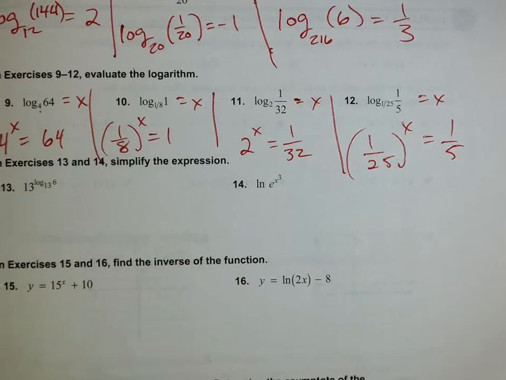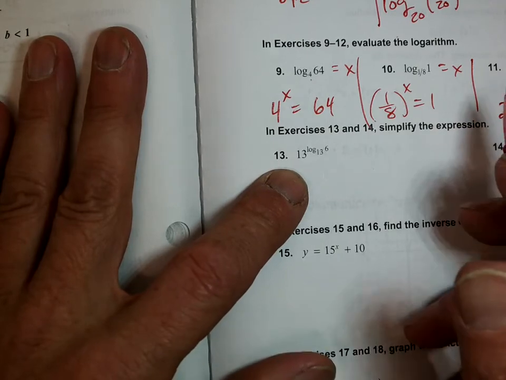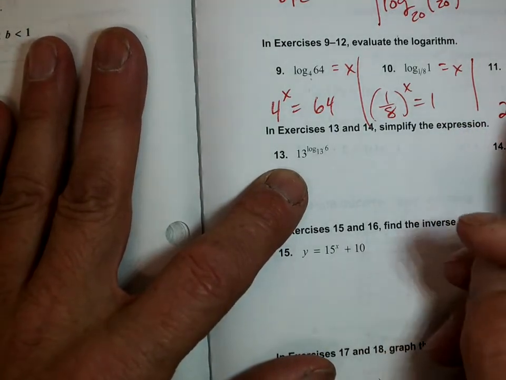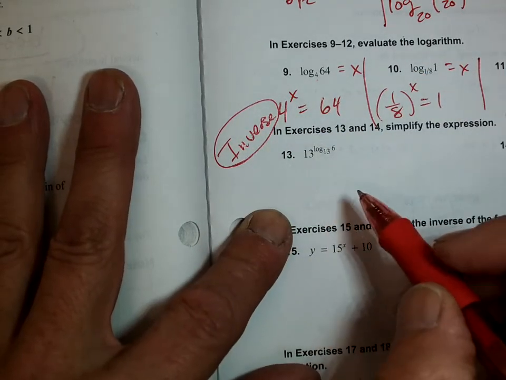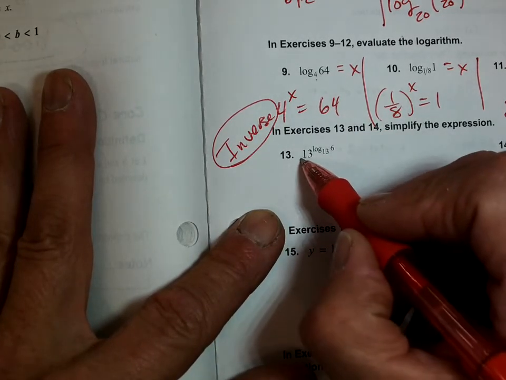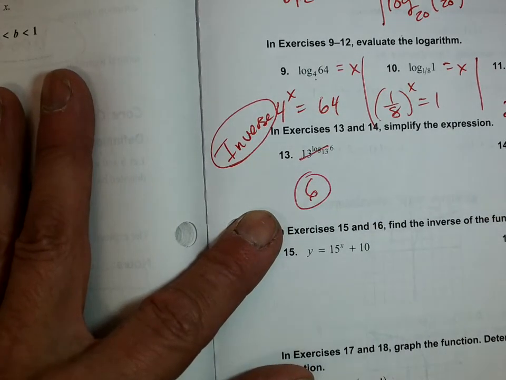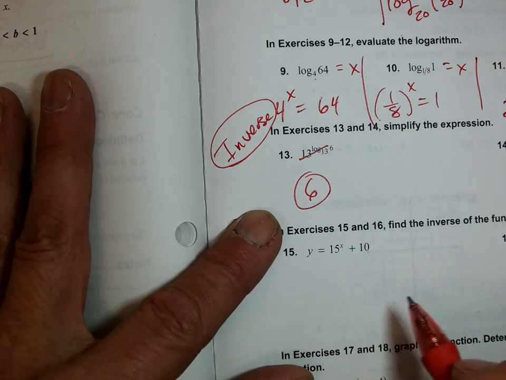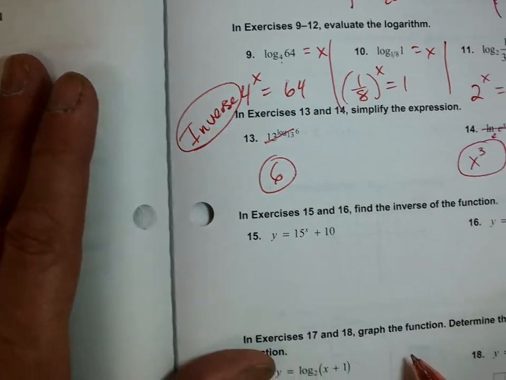All right, so now, logarithms and exponents are opposites of each other. Logarithms and exponents are inverses of each other. So if the two are inverses of each other, they cancel each other out. 13 to the log base 13 of 6, they're opposites of each other. The answer is just 6. ln is base e, right? So they just cancel each other out, and it's just x cubed. Okay?